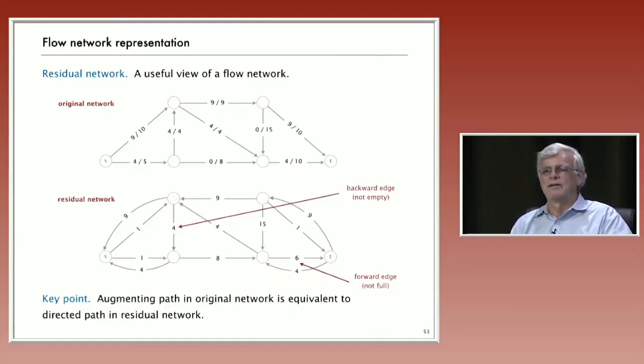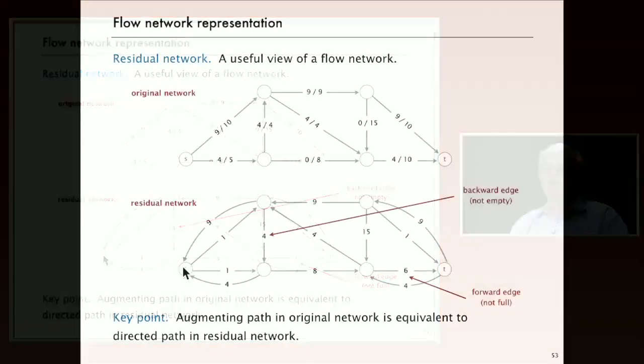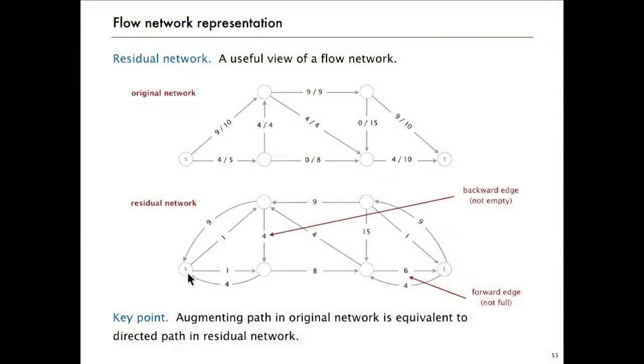So one way to think of this, a little bit closer to the representation that we're using, is to consider what's called a residual network. For every forward edge in the network, it has the forward edge with the amount of flow left, and a backward edge with the amount of flow that's there. And if you have a full forward edge or an empty backward edge, then you only have one such.